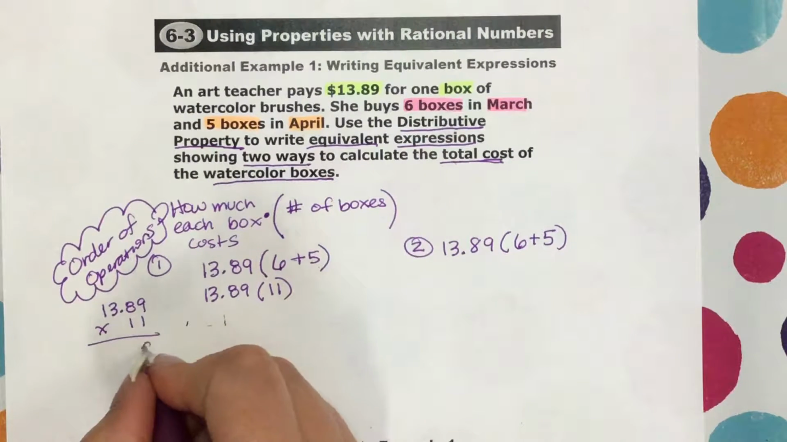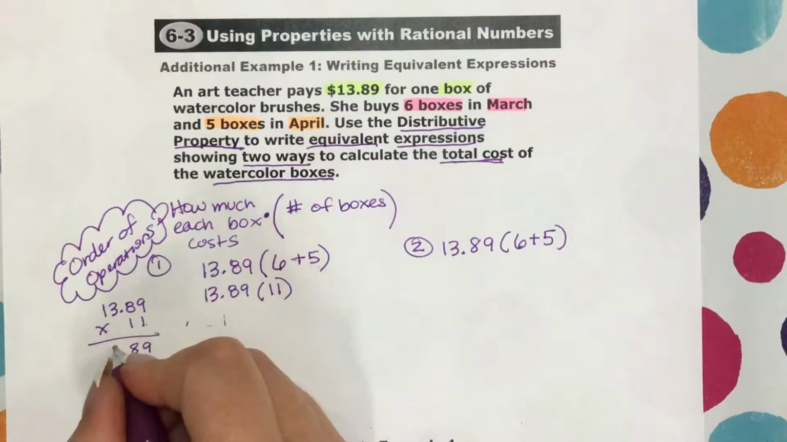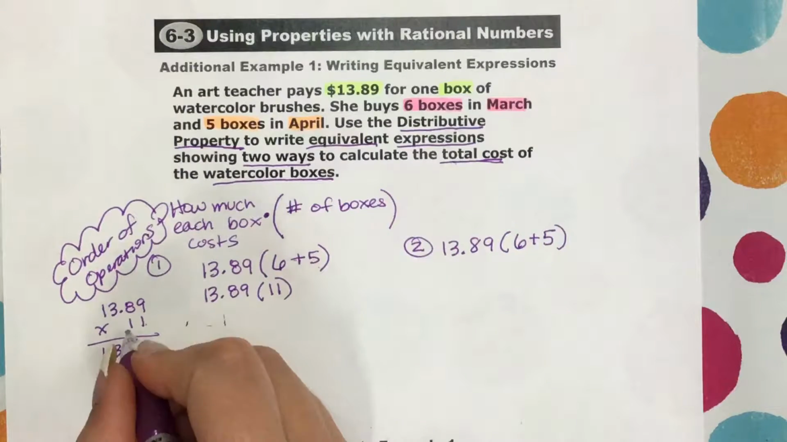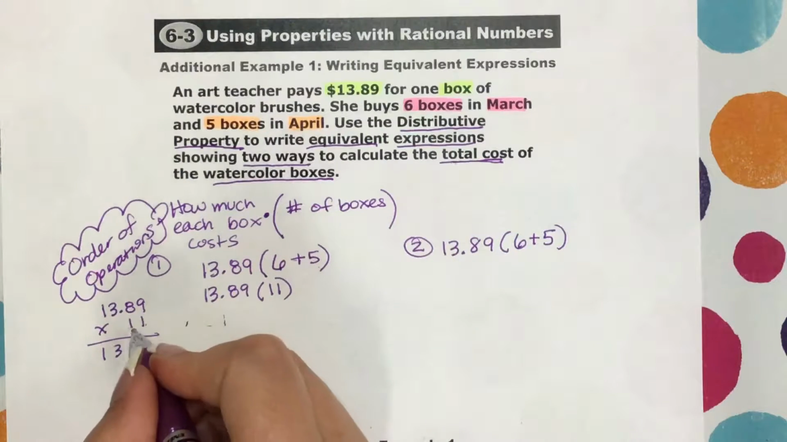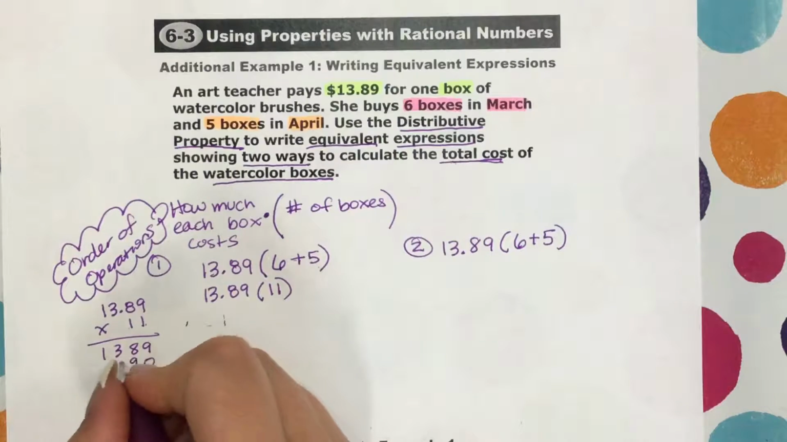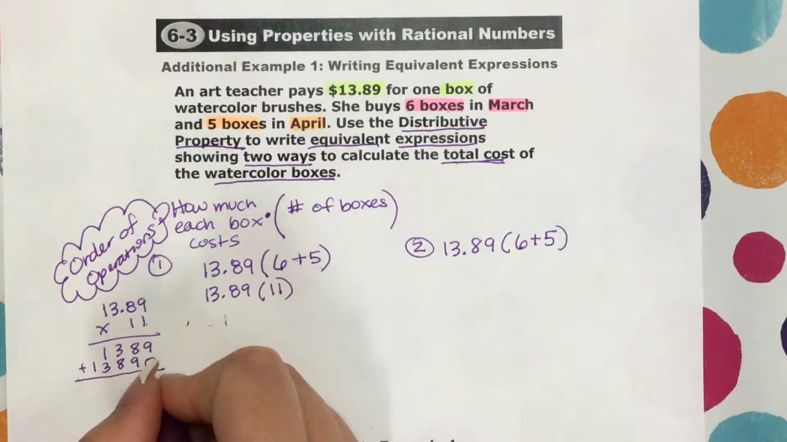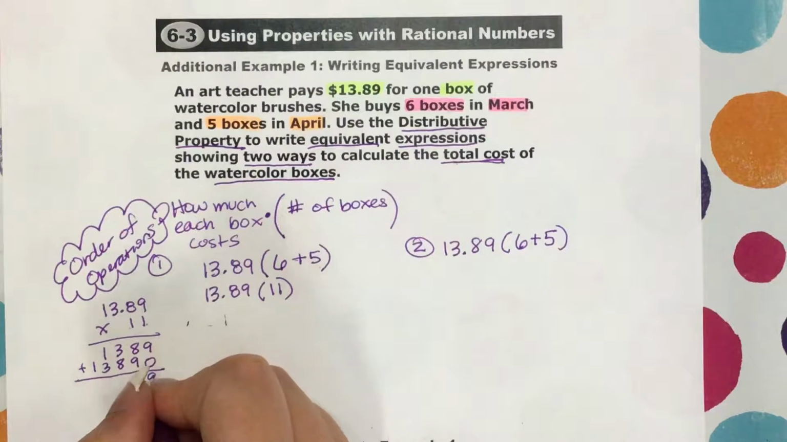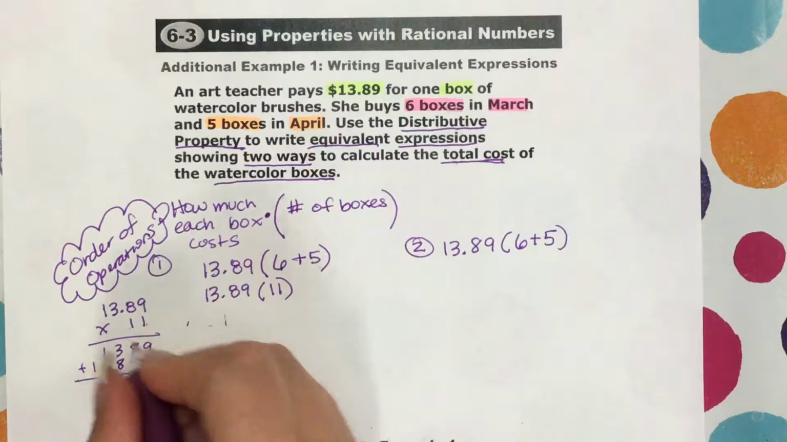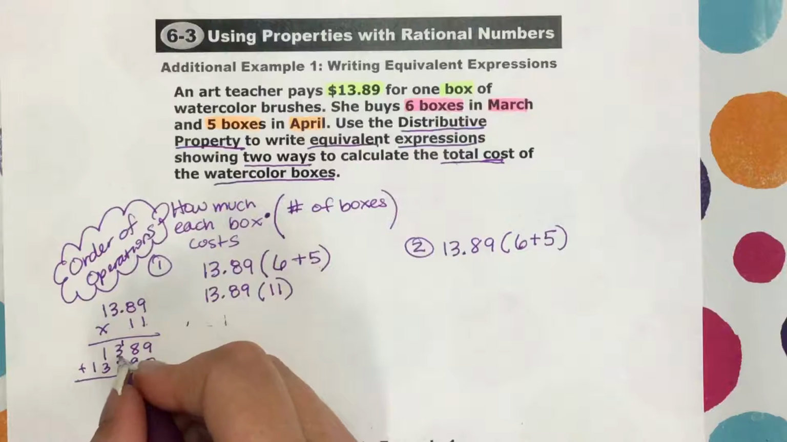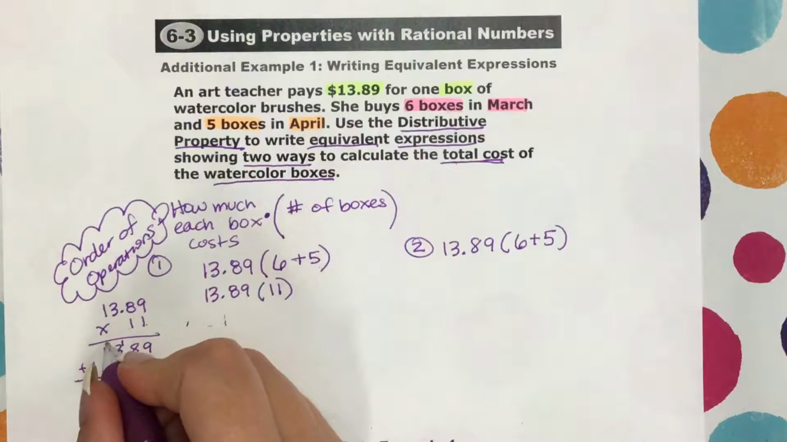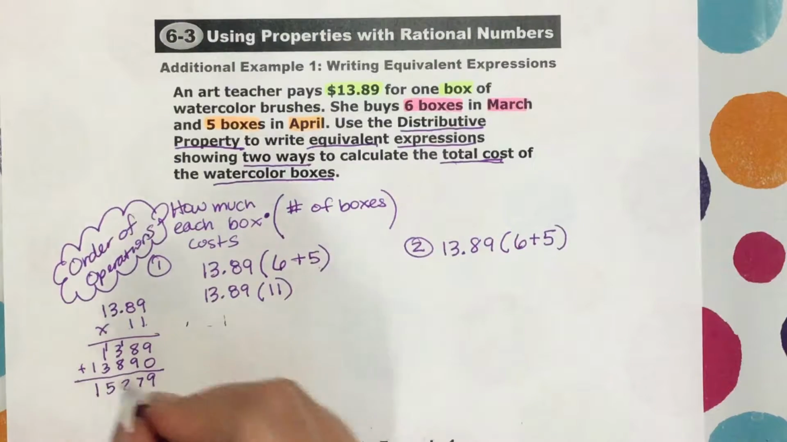We end up with 1 times 9 is 9, 1 times 8 is 8, 1 times 3 is 3, 1 times 1 is 1. We're in the tens place, add 0. Then we just multiply everything by 1 again. And then we add 9 plus 0 is 9. 8 plus 9 is 17. Write the 7, carry the 1. 8 plus 3 is 11, plus 1 is 12. 3 plus 1 is 4, plus 1 is 5. And then we drop down the 1.